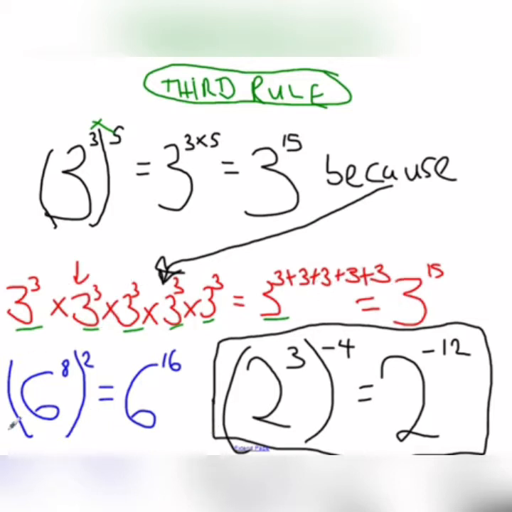So we do another example here. Of course, this is going to be 6 to the power 16 because 8 times 2 here is 16. Another last example we can have here is 2 cubed to the power negative 4, which is the same thing as 2 cubed times negative 4 on top of the power. And so you do 3 times negative 4 and you get 2 to the power negative 12. So these are all correct.